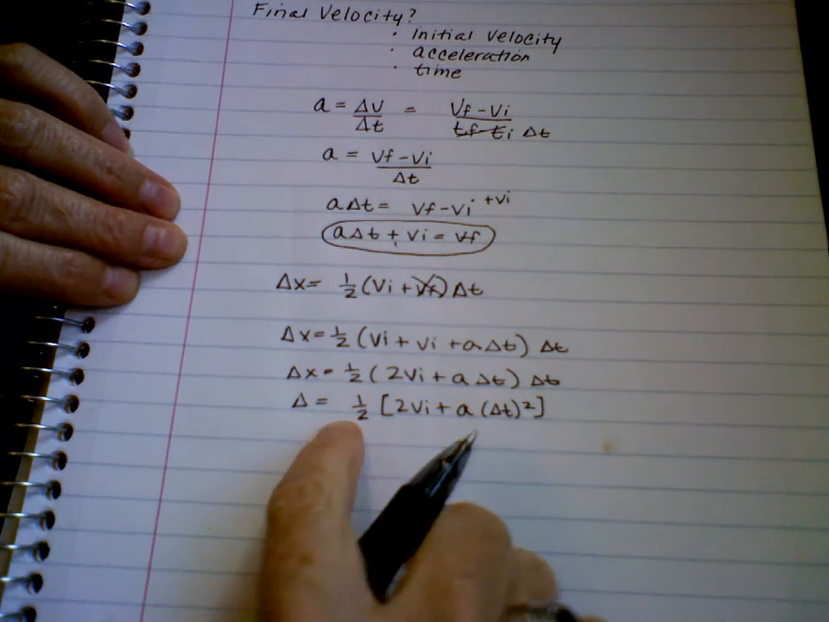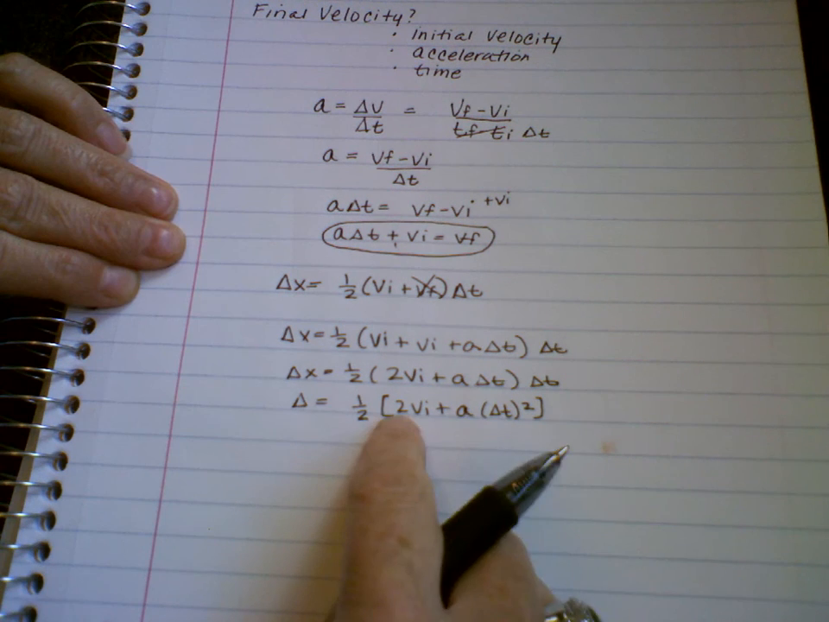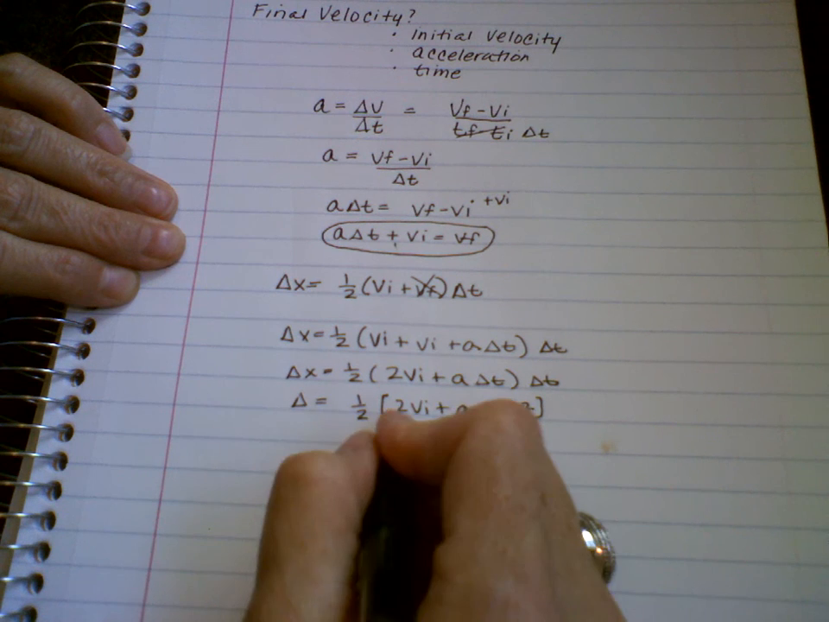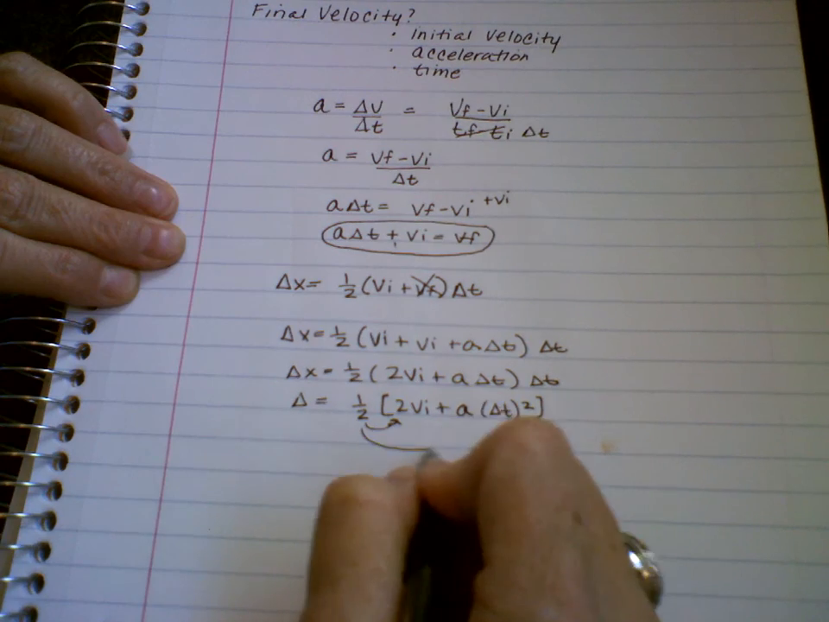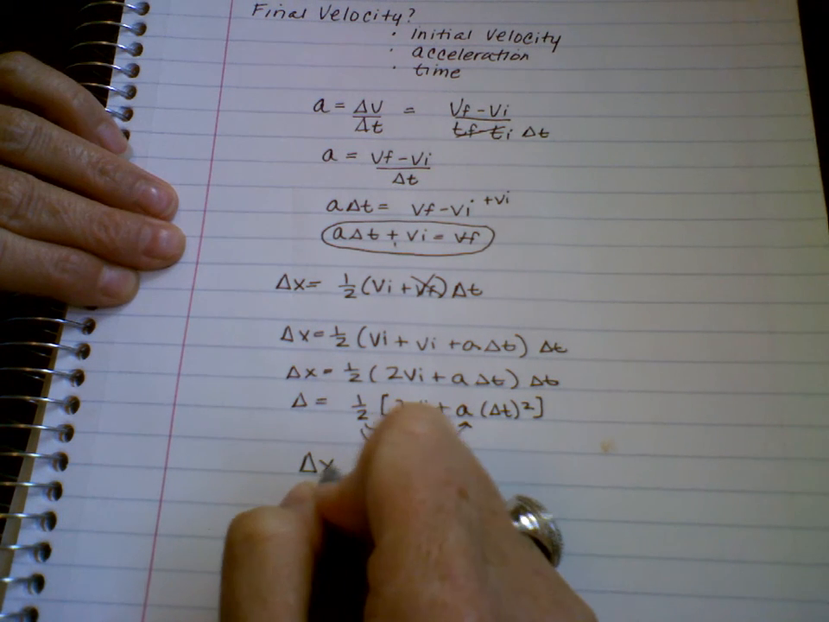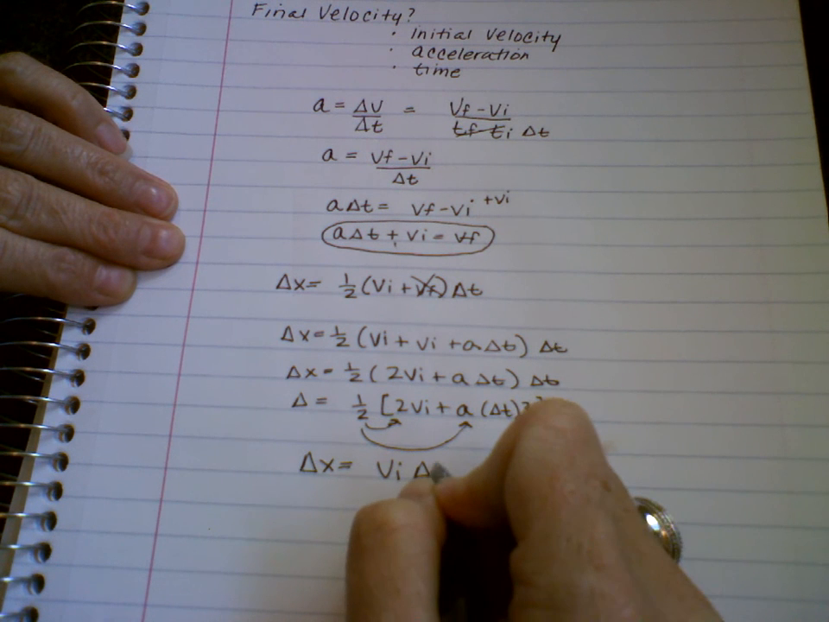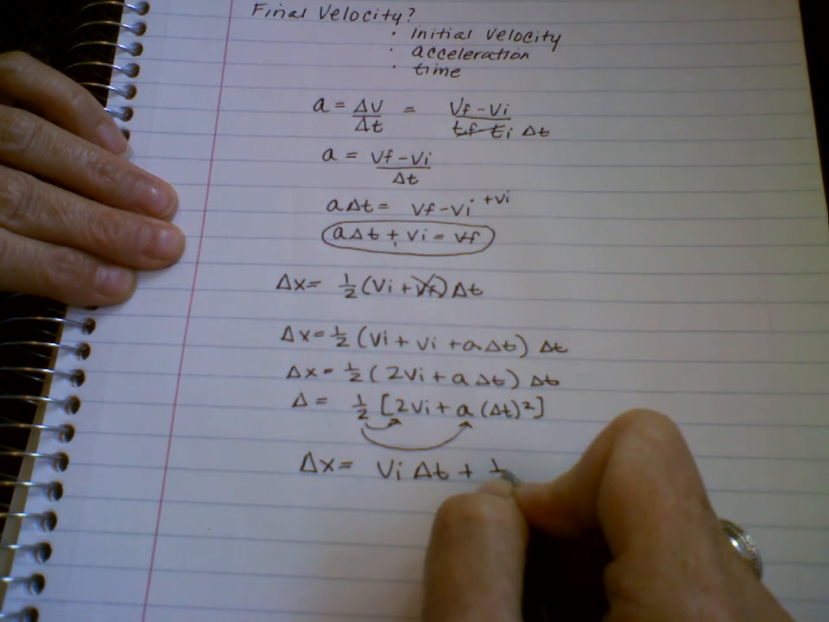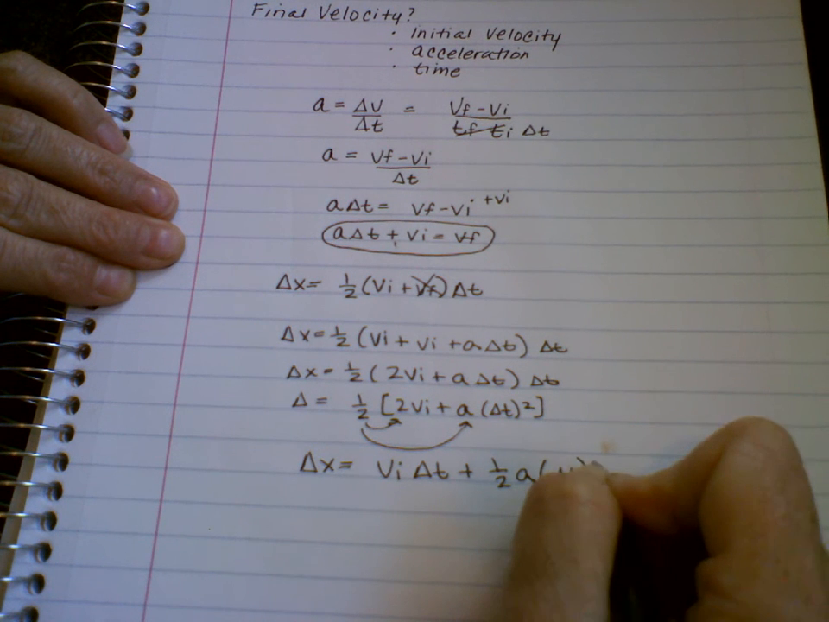Okay, and then you can take this equation here and you can monkey around with it a bit more. Because you can distribute this 1/2 through, take 1/2 of 2 is 1, right? So these guys kind of cancel. And then this 1/2 here becomes 1/2. So ultimately, the final equation is delta x equals v sub i delta t plus 1/2 a delta t squared.